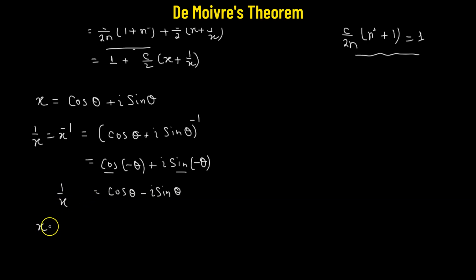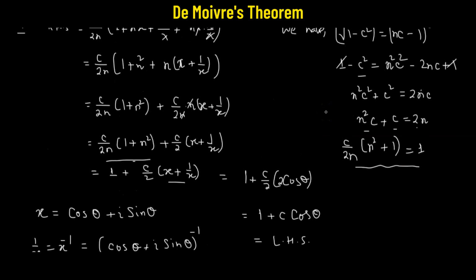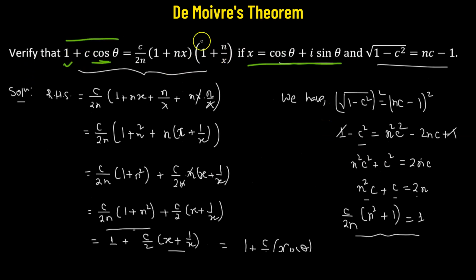Now when we add x and 1 over x, this should give us 2 times cosine of theta. We will replace this value in place of x plus 1 over x. So that means this expression will now become 1 plus c over 2 multiplied by 2 times cosine theta. The 2 and 2 get factored out, and that finally gives us 1 plus c multiplied by cosine of theta, which is the expression on the left hand side. So hence we have successfully shown that this particular equation is true whenever we have these two conditions.